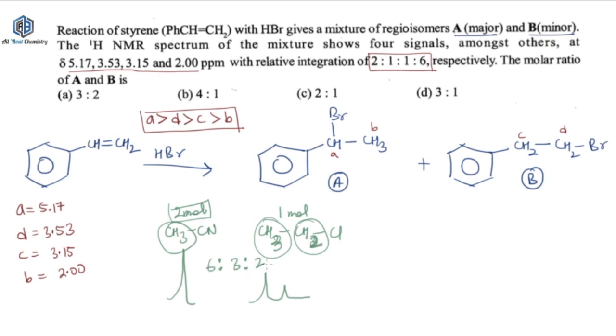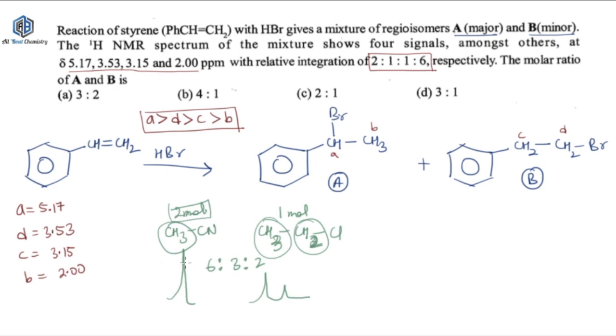I can just divide this whole with 2 to get the simplified ratio. So it will be 3 is to, sorry, I cannot divide, right? 6, 3 and 2, all of them cannot be cancelled out with a single number. So I cannot cancel them. It will be 6 is to 3 is to 2. So that's when I have changed the molar ratio.